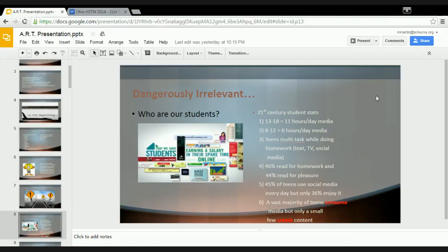And then stat number 6, I think, is something that drives me every day still. It's that a vast majority of our teens consume media. They consume so much media and information, but only a small few of our students create content, or at least create meaningful content. And I read in the Journal of Library Science, 4 or 5 years ago, one of those articles that stood out in my mind.